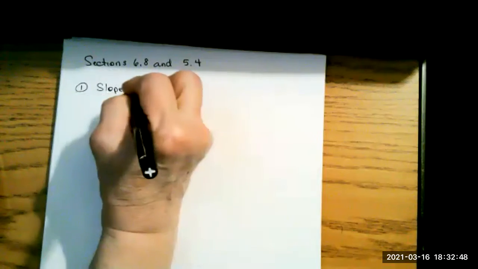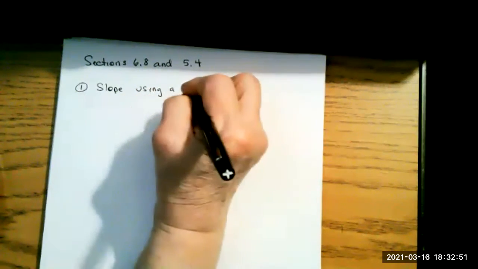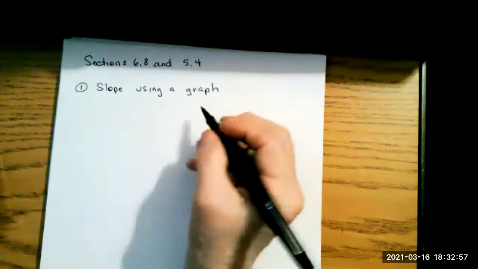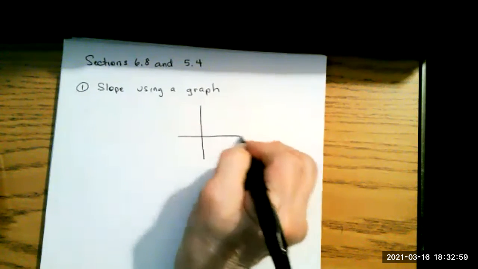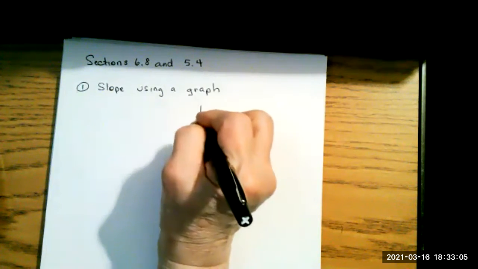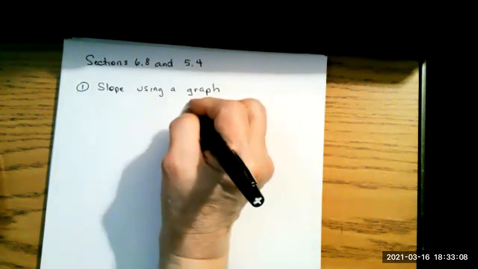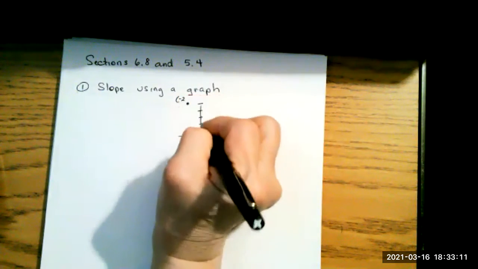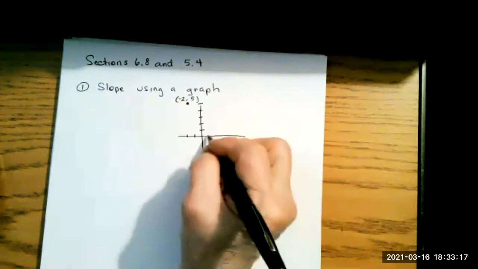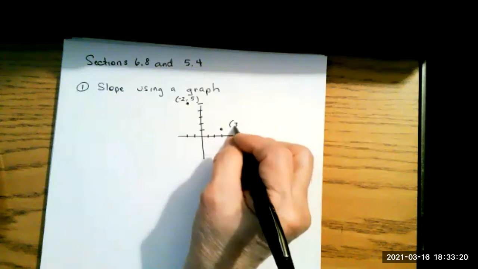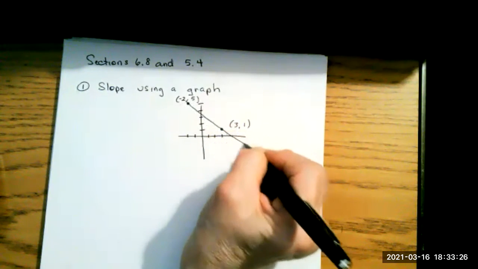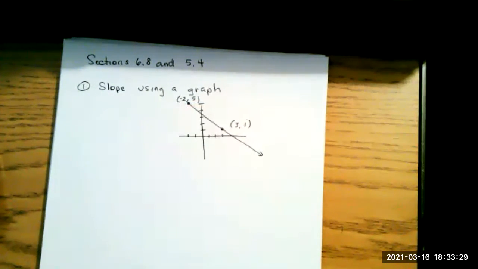The first is slope using a graph. Now, some of you know a formula for slope, and we will use that formula a little bit later. But tonight's exercises, they only want you to do it from a graph. So the first point over here is negative 2, 5, and the second point on this graph is 3, 1. And they have a line that's drawn down through here. The line goes through it, but those 2 points are indicated.